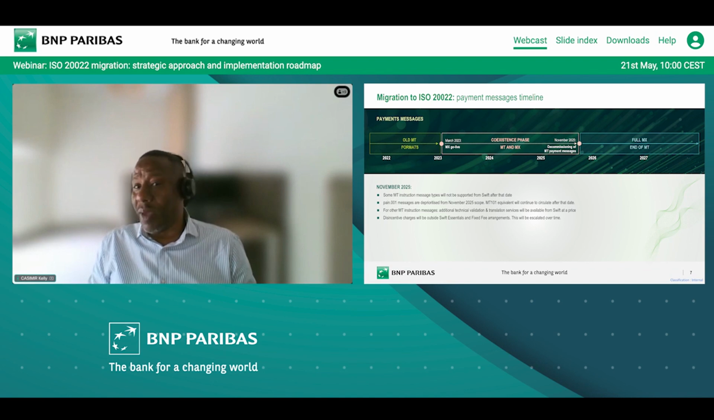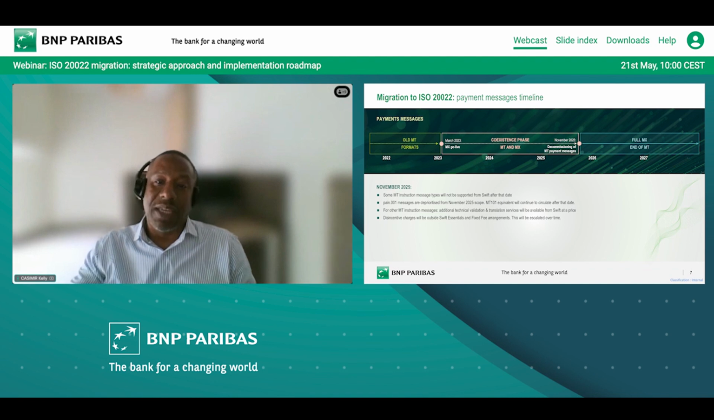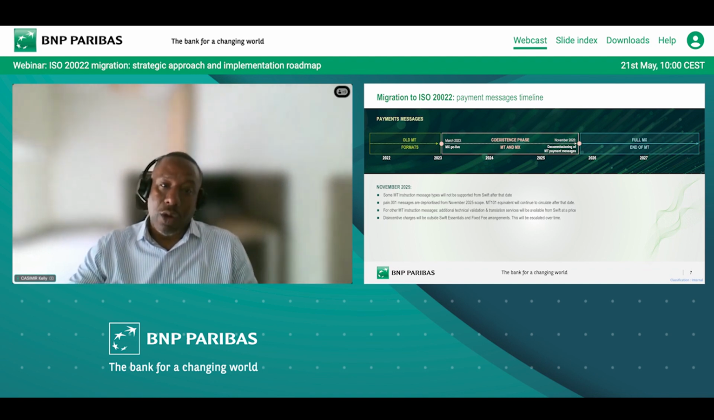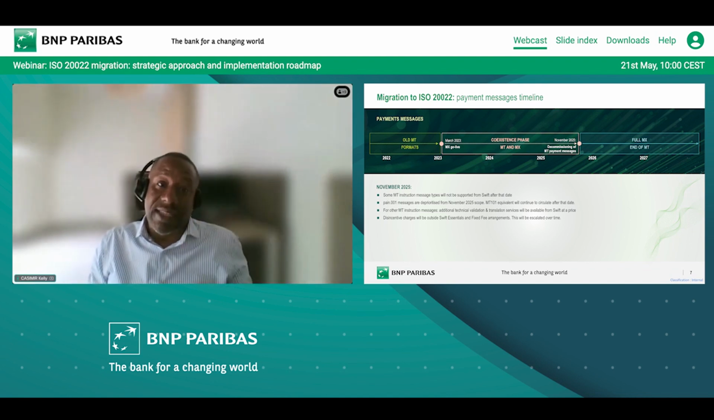The migration for the payment messages, such as PACS.008, PACS.009, officially started in March 2023, marking the beginning of the coexistence period with MT messages. On BNP Paribas Securities Services side, the project started in 2020 with the analysis of the impact of this migration on our different applications, and we defined a global coordination with BNP Paribas Group.